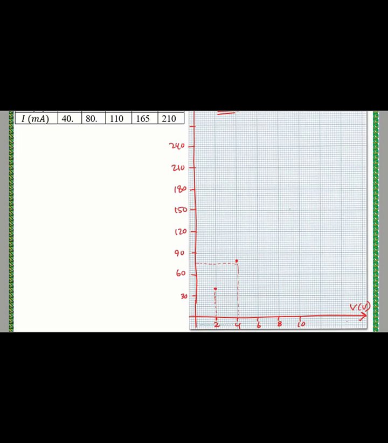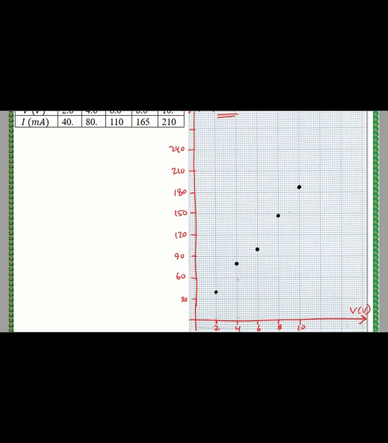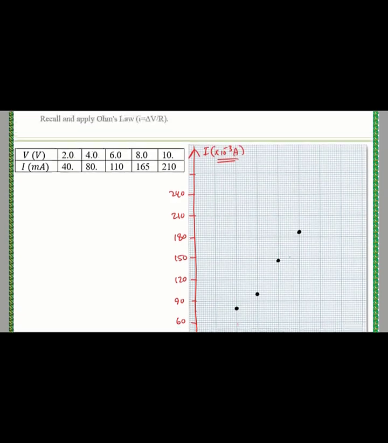So assign your data on the graph. I will put them carefully and I will come back again. Take your time to draw the data on your own. If you follow these points, it is not in a best fit straight line, so you need to draw the best fit line.